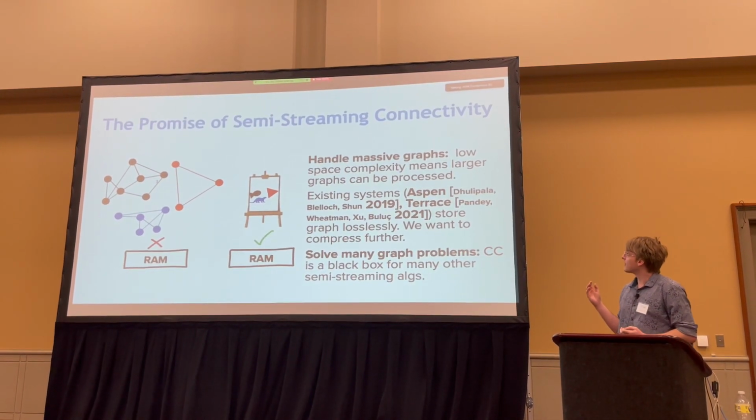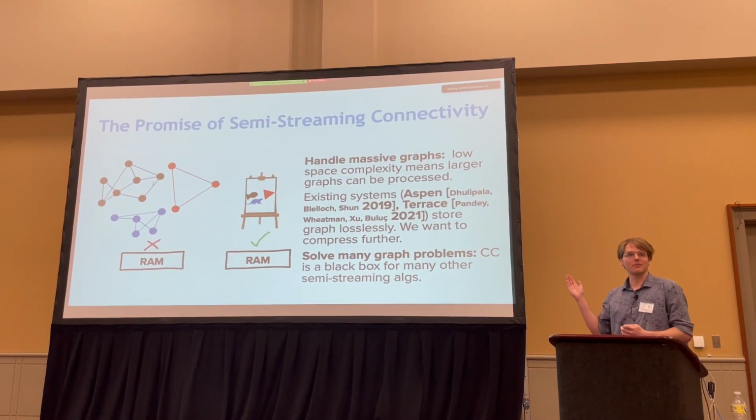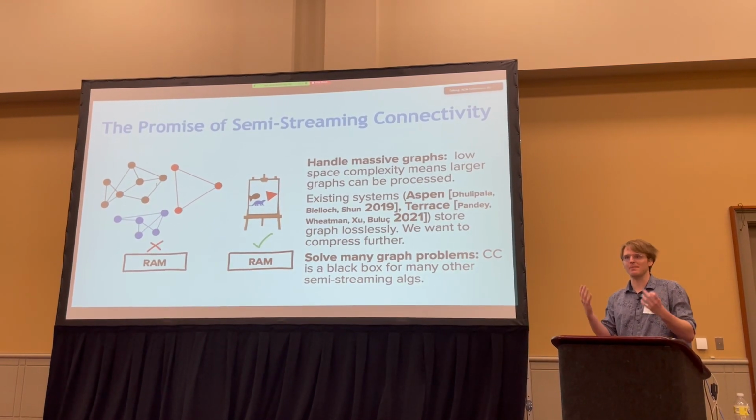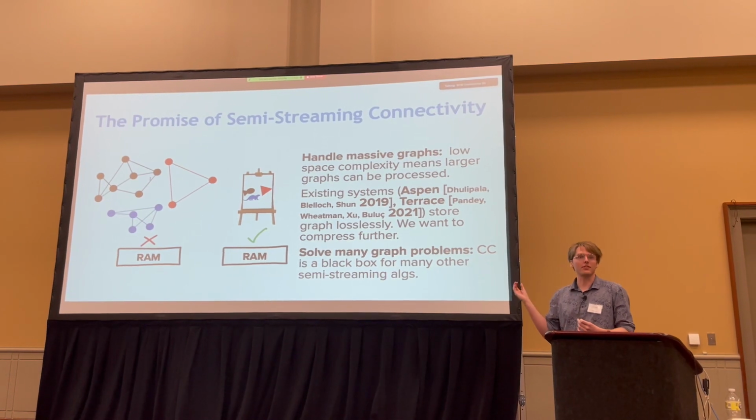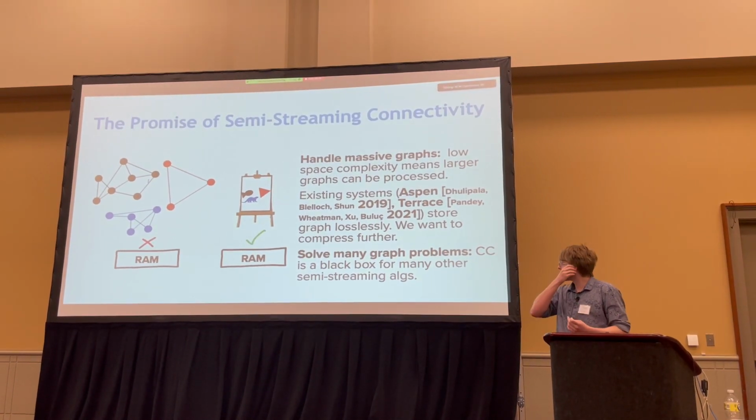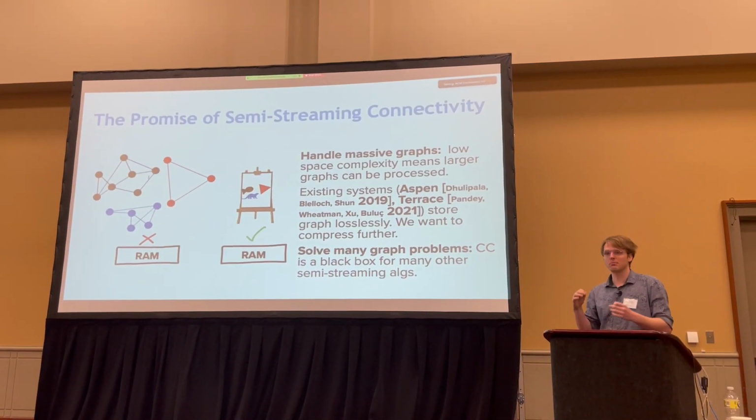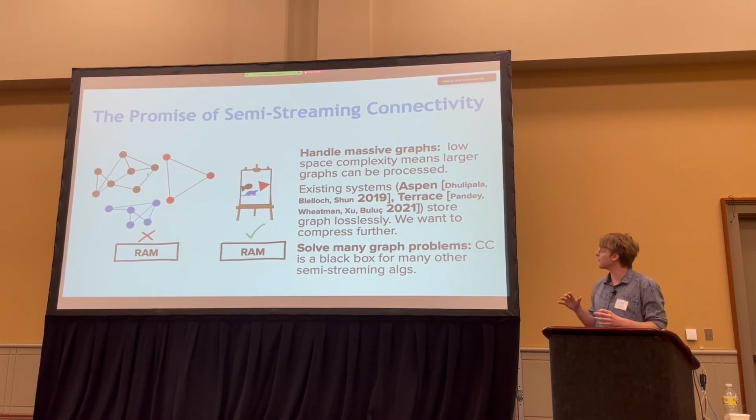Existing systems, such as Aspen and Terrace, which appeared in SIGMOD last year, which solve similar problems, streaming graph problems for databases and for other purposes, all choose to store the graph losslessly, which is good for many applications, but in our case, we want to compress further to get the best scaling we possibly can.